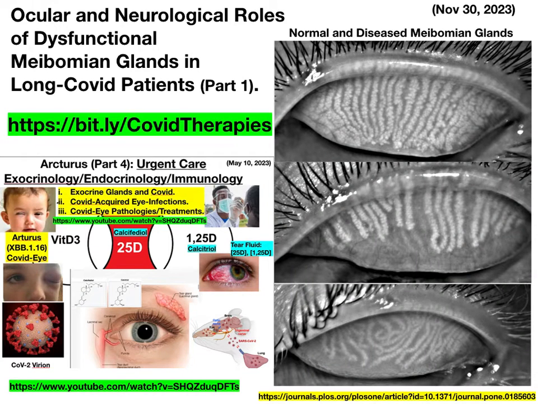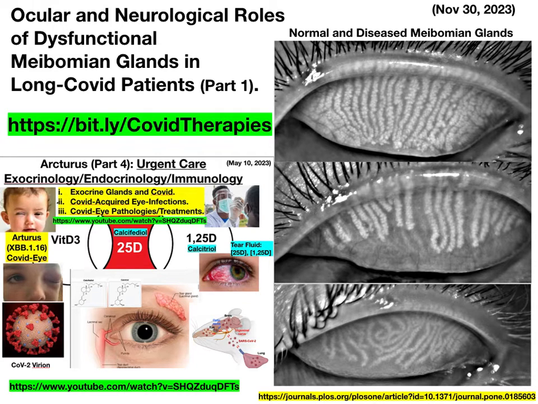Ocular and neurological roles of dysfunctional meibomian glands in long COVID patients, Part 1. These are notes for November 30th, 2023. This YouTube continues a discussion of COVID eye infections and how COVID eye infections can serve as the first step of an invasive COVID infection which spreads from the mucosal tissues of the eye into cranial nerves, and from the cranial nerves into the brain stem.